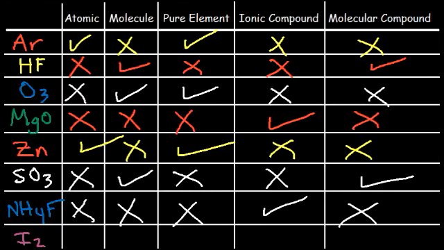So if it's an ionic compound, it's not going to be a pure element, and it's not going to be a molecule. Now, I2 is not atomic. It's made up of 2 atoms, so it's a molecule, and it's a pure element because it's made up of only one type of atom, and so therefore it's not a compound.